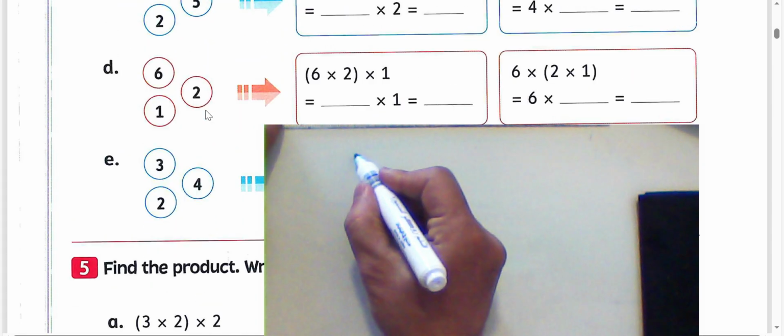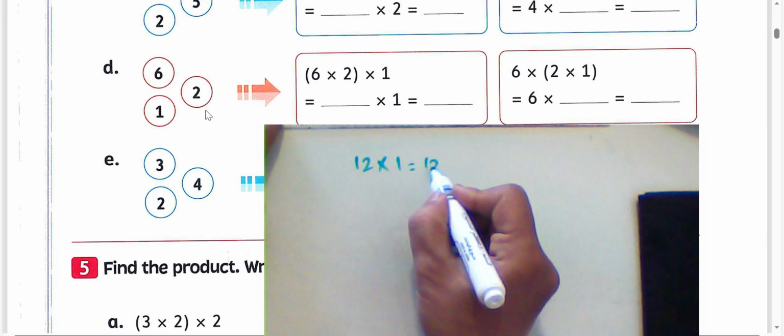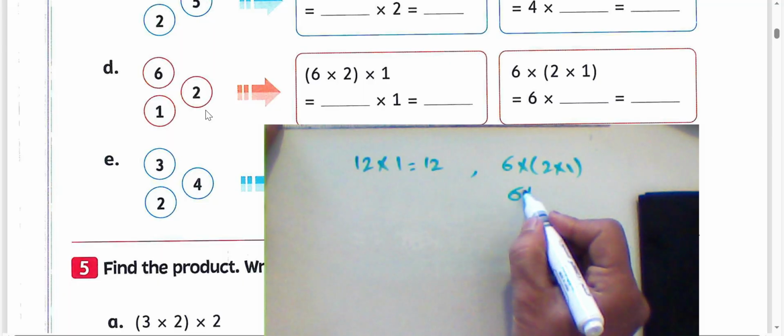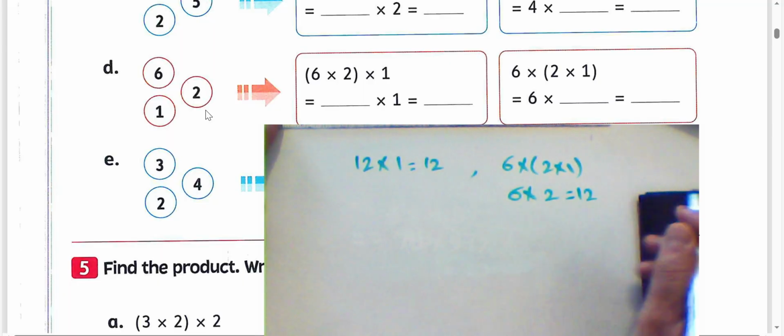6 times 2 is 12. 12 times 1 is 12. 6 times 2 times 1, right? 6 times 2 times 1 equals 6 times 2, which is 12.